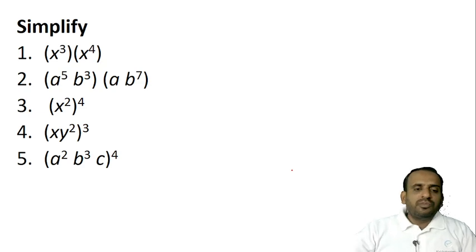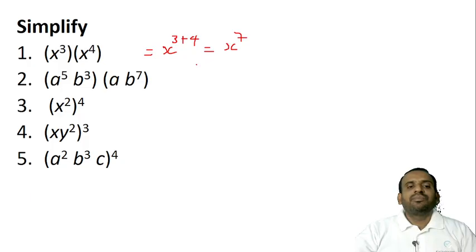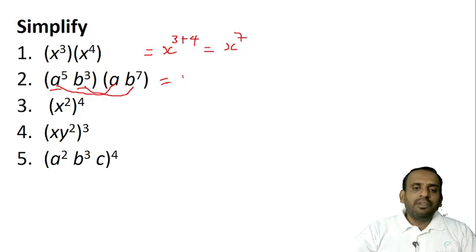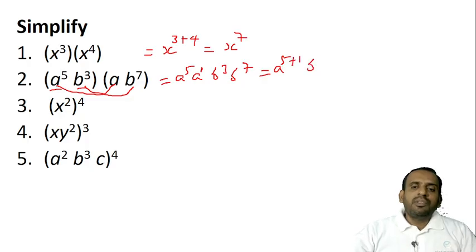Let us try to work on some more problems. Simplifying x to the power of 3 into x to the power of 4 will give us x to the power of 3 plus 4, which is nothing but x to the power of 7. Okay, now here we have two different variables, a and b. So a will get multiplied with a, and b will get multiplied with b. So it will be a to the power of 5 into a, then b to the power of 3 into b to the power of 7. For a to the power of 5, if nothing is written, it is understood that the power is 1. So this will be a to the power of 5 plus 1 and b to the power of 3 plus 7. So this will be a to the power of 6, b to the power of 10.